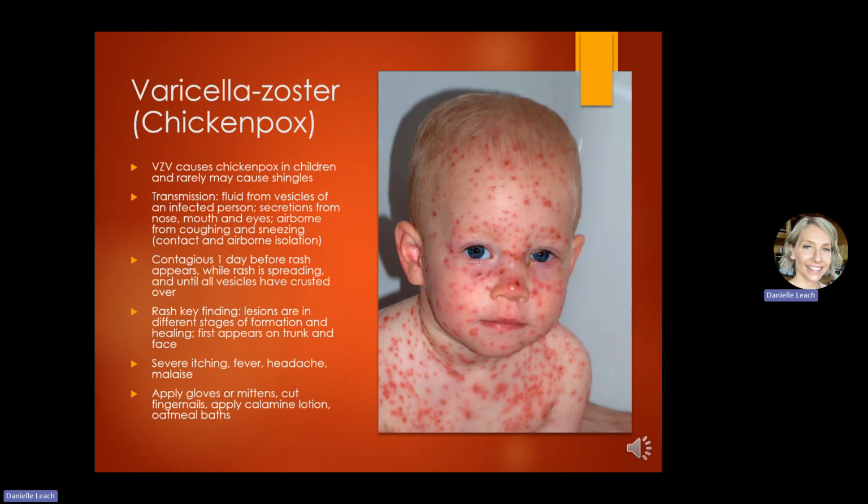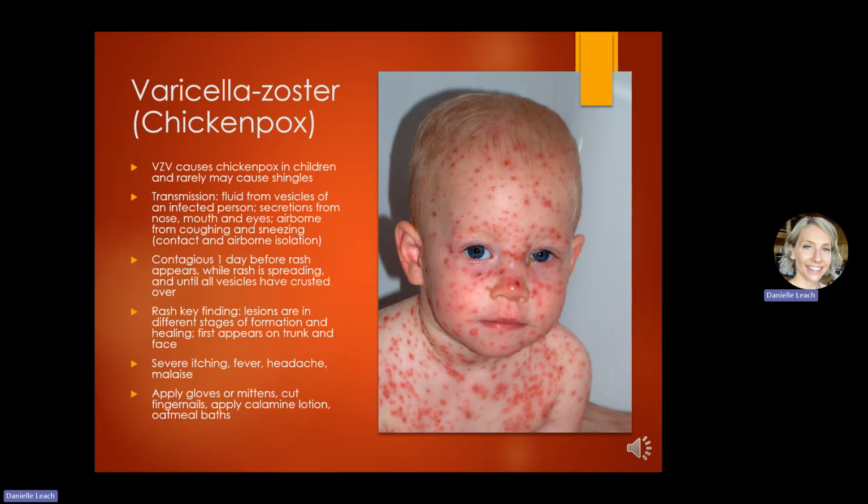Varicella zoster, or commonly known as chickenpox. So varicella usually causes chickenpox in children. More rarely, it can cause shingles. It is transmitted from fluid from the vesicles of the infected person, also from secretions from their nose, mouth, and eyes, and also it's airborne from coughing and sneezing. So if they are admitted, it would be contact and airborne isolation.